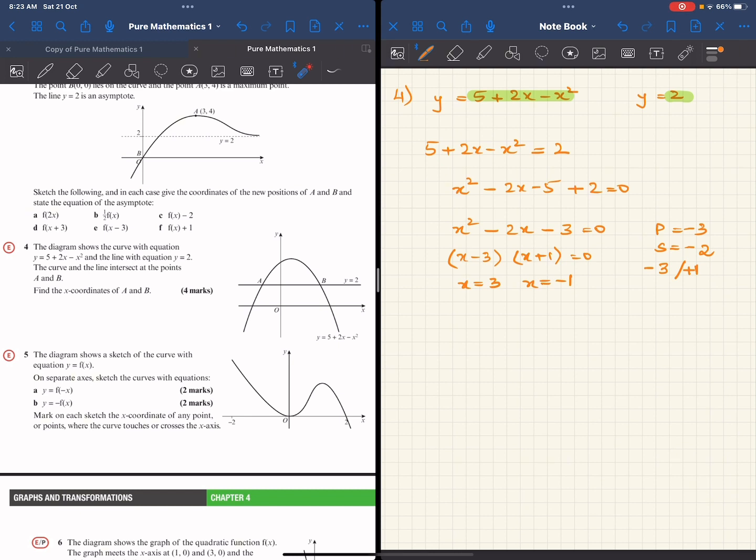So we got our x coordinates. For point B, x coordinate is 3 and y coordinate is 2. And for point A, x coordinate is negative 1 and y coordinate is 2.